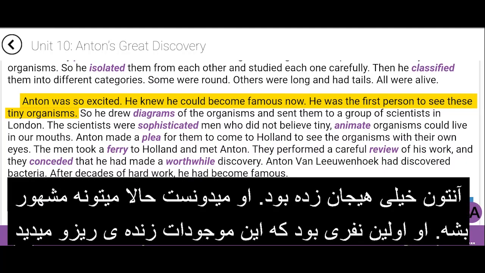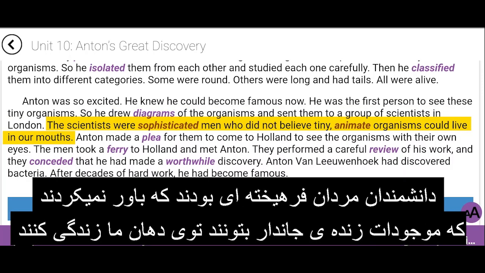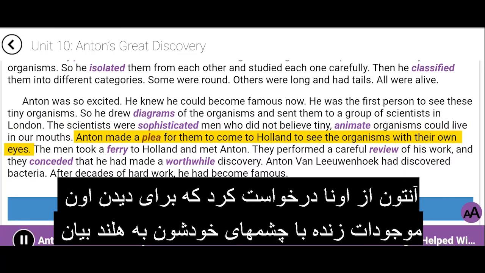He knew he could become famous now. He was the first person to see these tiny organisms. So he drew diagrams of the organisms and sent them to a group of scientists in London. The scientists were sophisticated men who did not believe tiny animate organisms could live in our mouths. Anton made a plea for them to come to Holland to see the organisms with their own eyes.